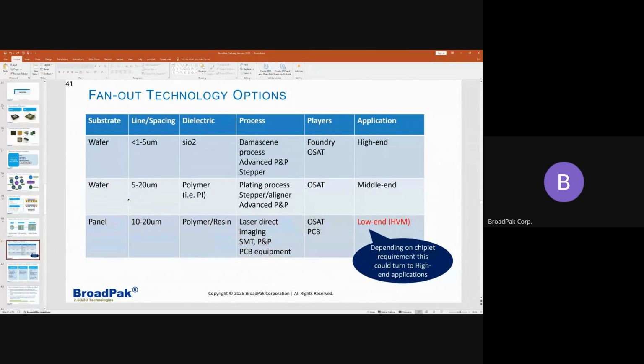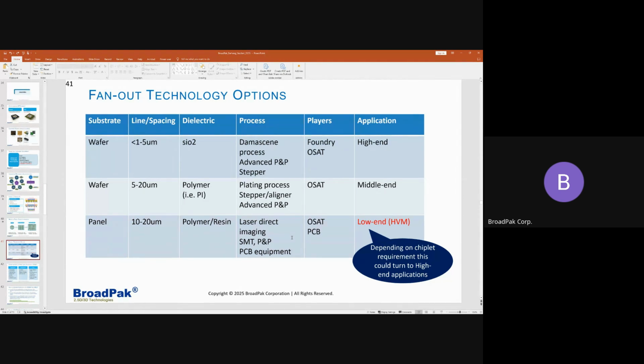You can also use the same wafer if you need a line width of anywhere between 5 to 20 micron, in which case you can use a PI for the dielectric instead of the Damascene process. You can use the plating process, a PCB style process, and this is going to be available at the OSAT at the middle end, or it could be the panel bump, with a line width of 10 to 20 micron, using the polymer as a dielectric.